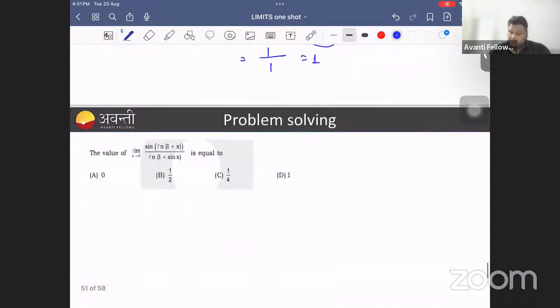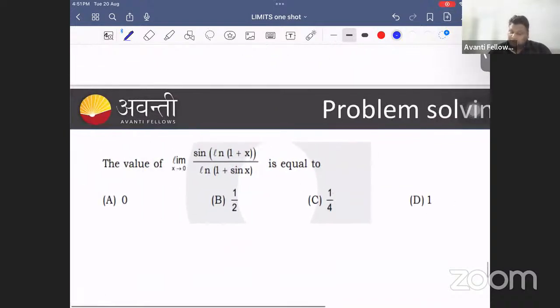Now check this question. The value of the limit of sin(ln(1 + x)) upon ln(1 + sin x). Let's do a poll. You get 1 minute to answer this question.